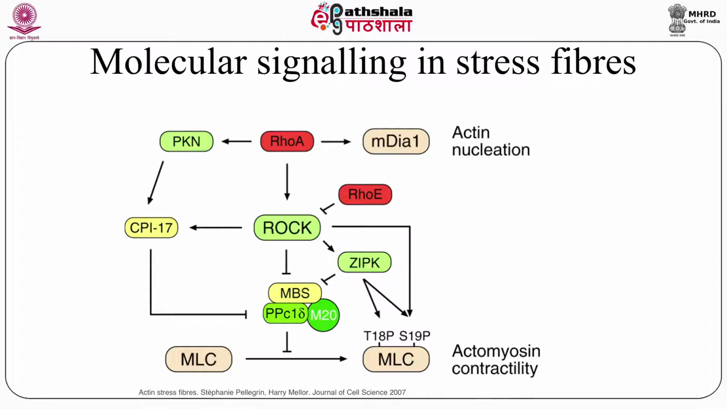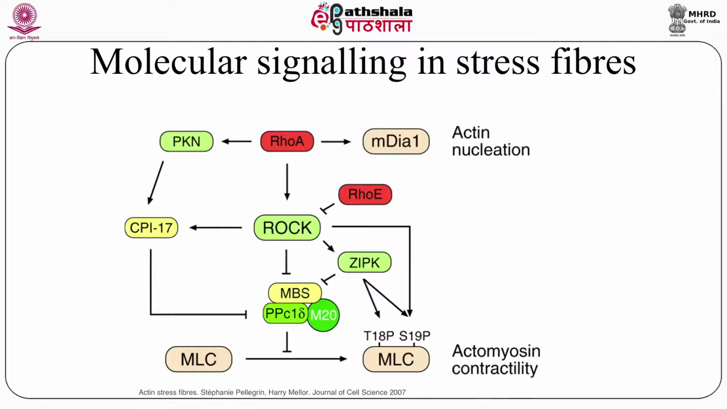mDia is a formin which nucleates and polymerizes long actin filaments, whereas ROCK is a kinase that phosphorylates myosin light chain phosphatase as well as non-muscle myosin 2 light chain. The phosphorylation of non-muscle myosin 2 light chain activates myosin.